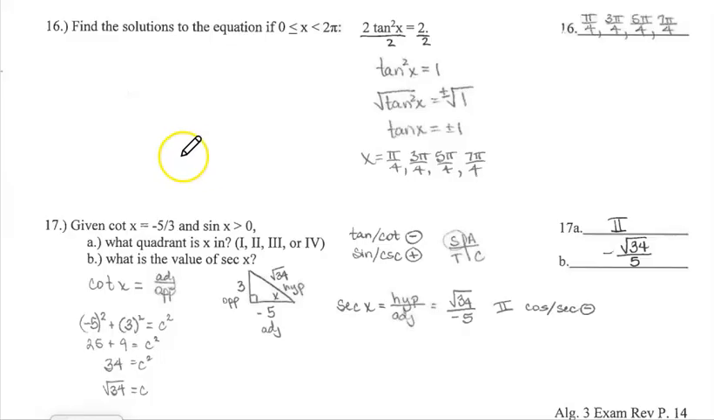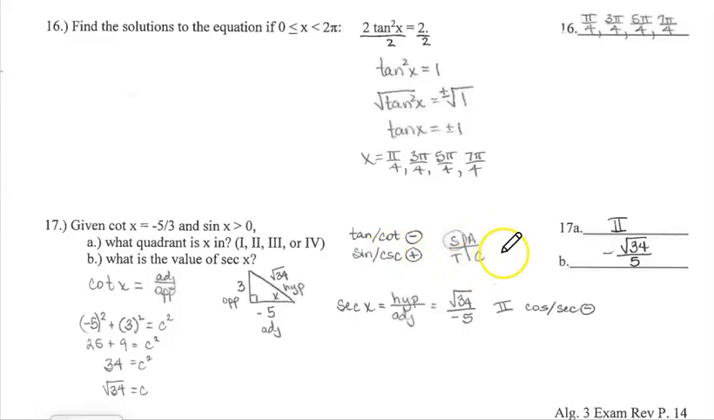All right, then the last one, number 17, we've got cotangent is equal to negative 5/3 and sine is greater than 0. So first thing we need to figure out is what quadrant are we in? Cotangent and tangent are reciprocals of each other and have the same sign. So we know that tangent and cotangent would both be negative here. And then it told me that sine was greater than 0, so I know that sine and its reciprocal, cosecant, would be positive here.